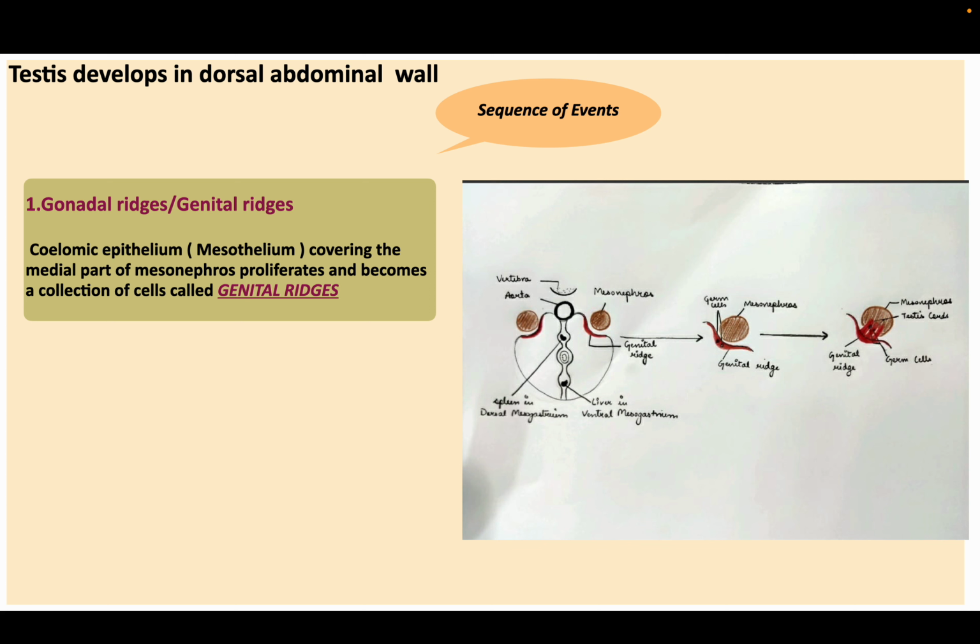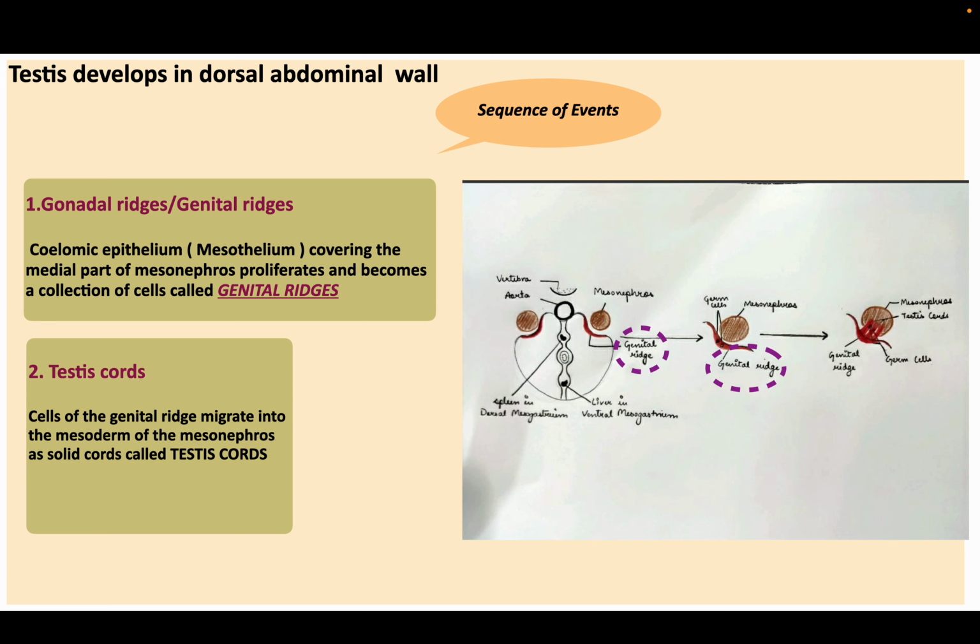Appearance of the genital ridges or gonadal ridges. The coelomic epithelium, which is also called mesothelium, covering the medial part of the mesonephros, proliferates and becomes a collection of cells called the genital ridge. Now then are the testis cords. Cells of the genital ridge migrate into the mesoderm of the mesonephros as solid cords called testis cords. They are just going towards the mesonephros.